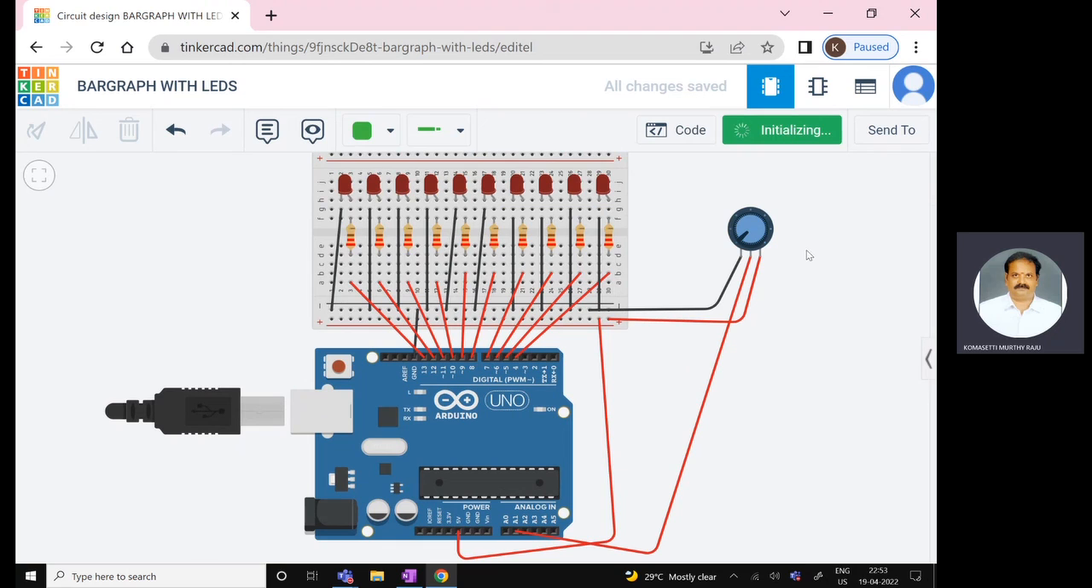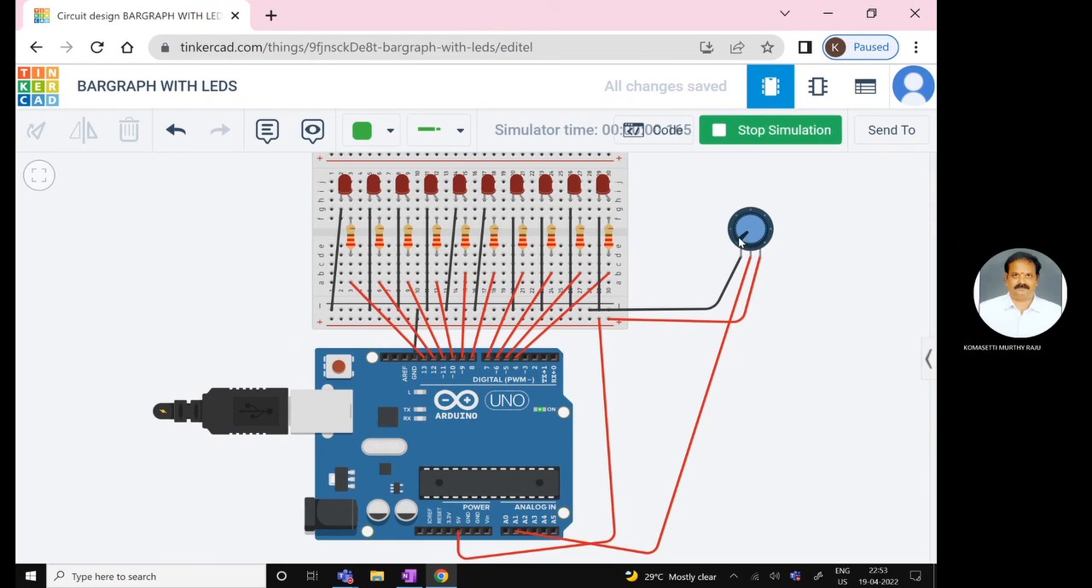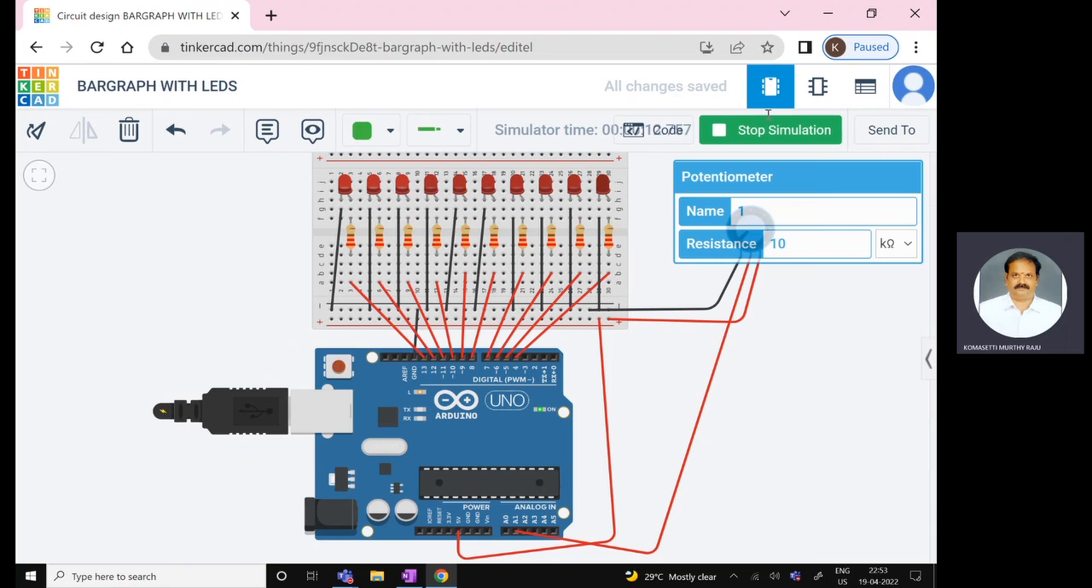Start simulation. In this way, the first LED is on, the second LED is on, the third LED, fourth LED, fifth, sixth, seventh, 8, 9, and 10. In this way, the LEDs are in the off condition.